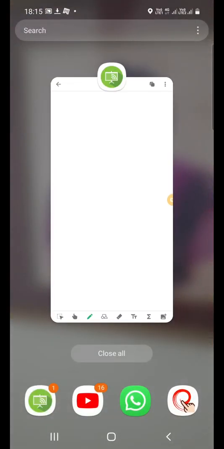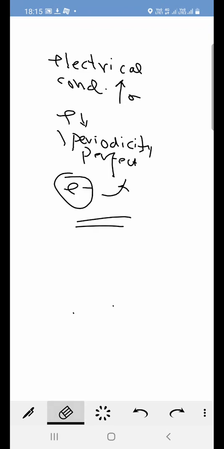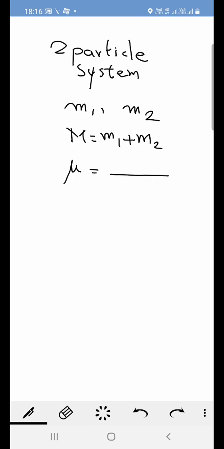Hello students, so continuing our lectures on quantum mechanics and hydrogen and helium spectrum. So we move on to that discussion, and we assume that there is a two-particle system having mass m1 and m2. So total mass is M equal to m1 plus m2, and the reduced mass is mu equal to m1 m2 divided by m1 plus m2.